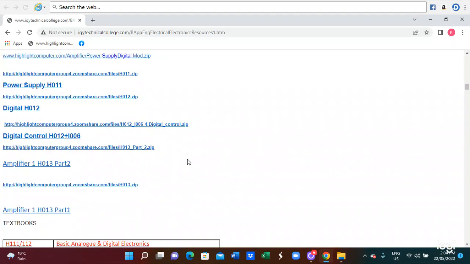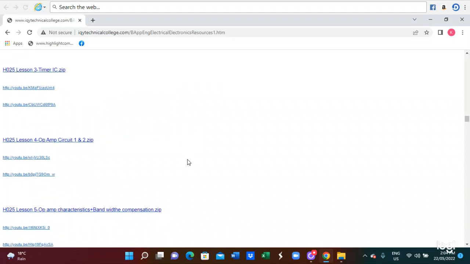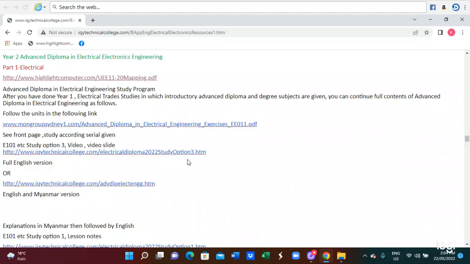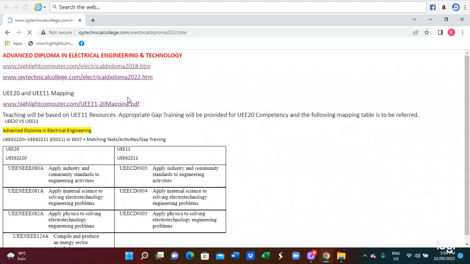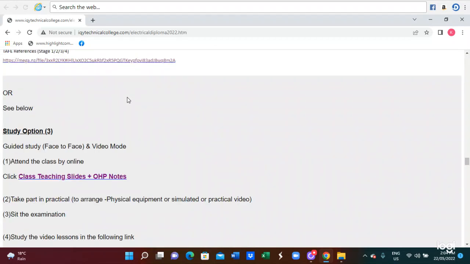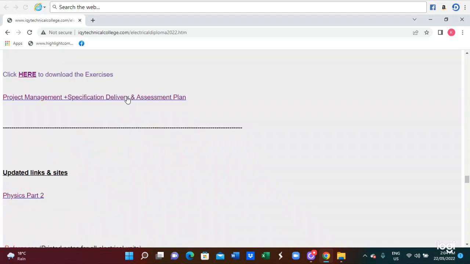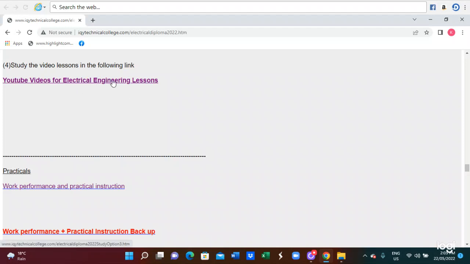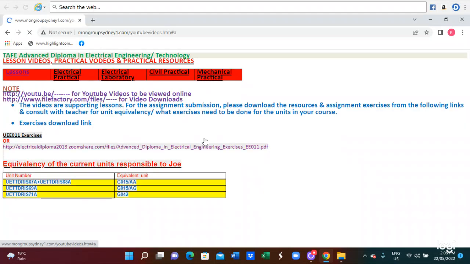Then you go down and you find the advanced diploma. So electrical IQI Technical College, electrical diploma 2022.htm. So you click this sign, you can see the electrical diploma, advanced diploma, electrical engineering. So in this case, you have to view the YouTube video for electrical engineering lesson. You click it, then you click the lesson. By clicking the lesson, you can also see the lesson.